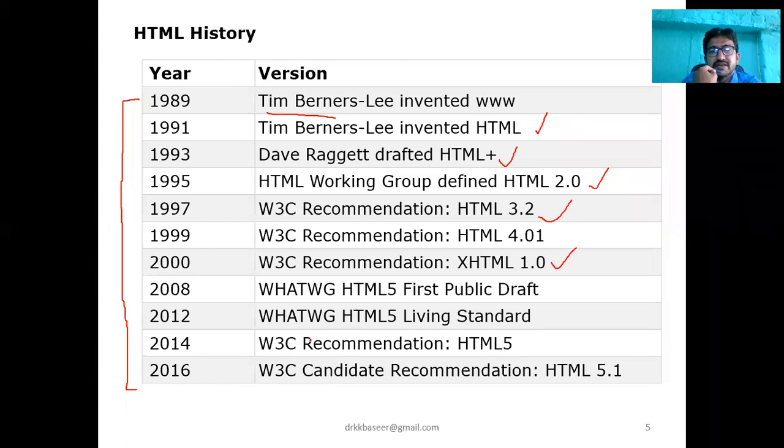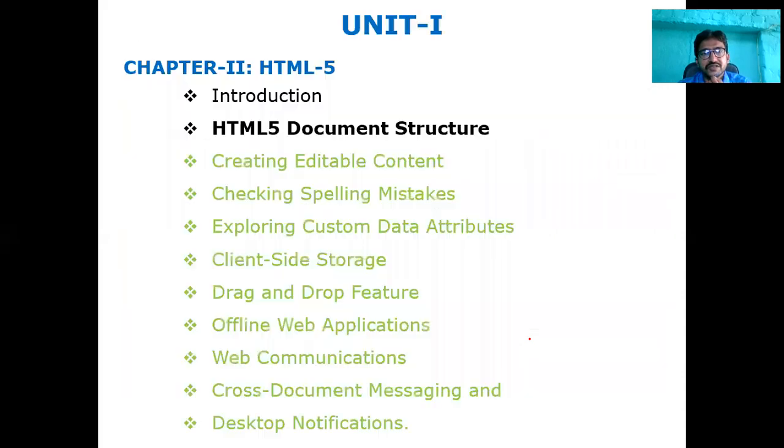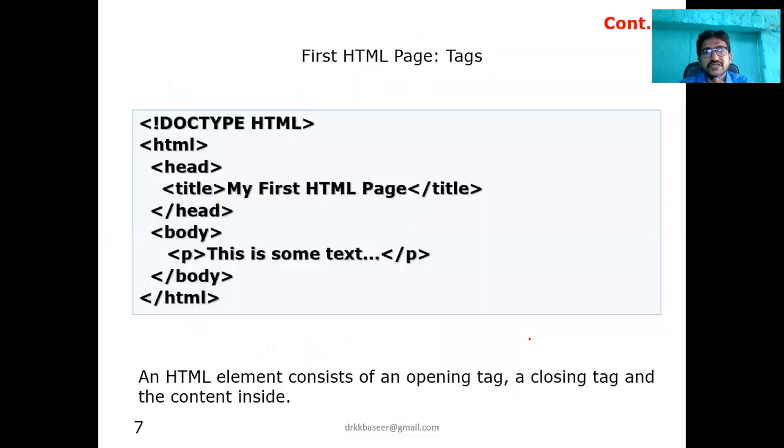Later, living standards: only a few things were changed from 2008 to 2014. Later in 2014 it was called HTML5. In 2016, now it is in the era of HTML 5.1. So this is how the history of HTML goes from 1989 to 2016. Hope you understand this. Coming to the HTML5 document structure, already you are aware, we have already discussed this. It's the same thing. There is no change between HTML4 and HTML5. The document structure is common.